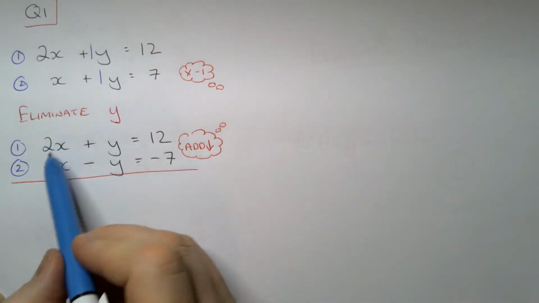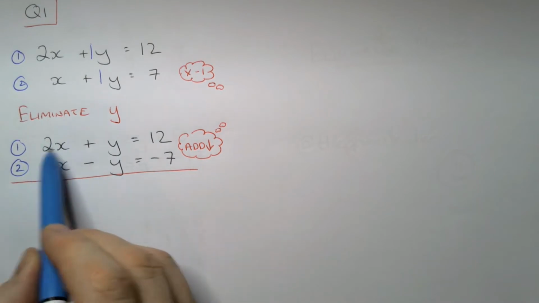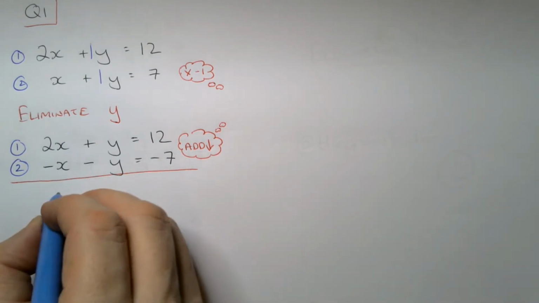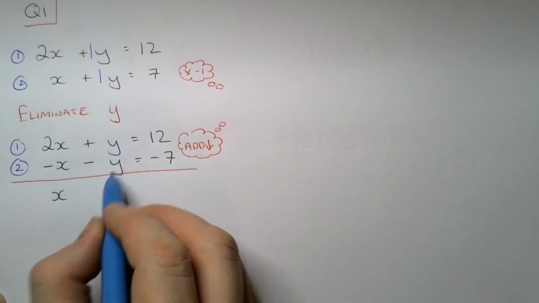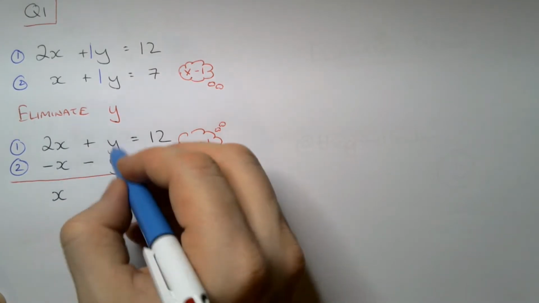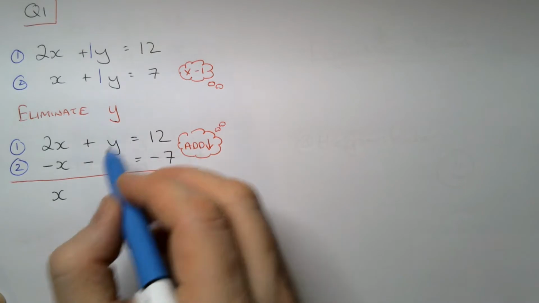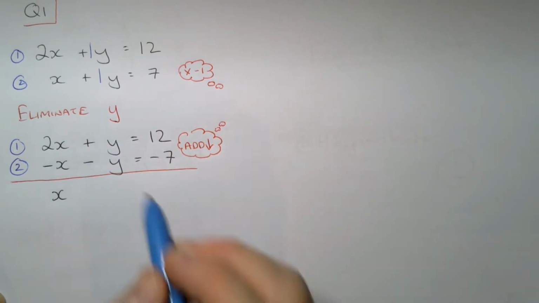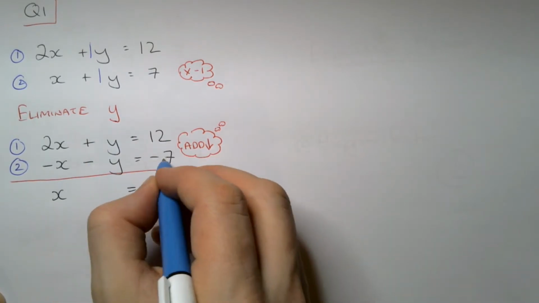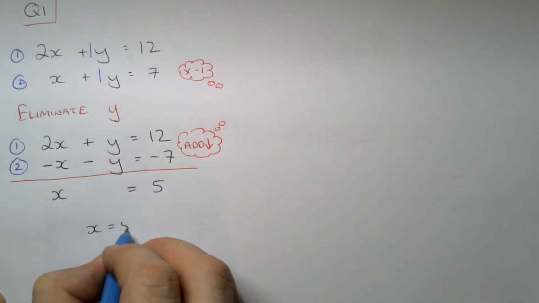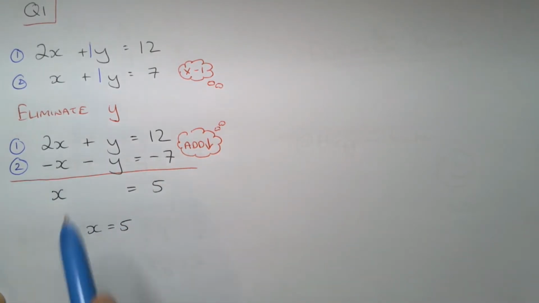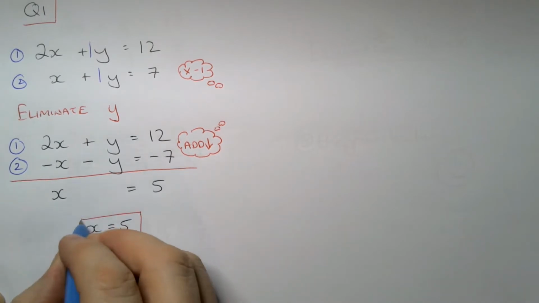So just watch your signs. 2x minus x. So 2 apples take away an apple, which just leaves you with 1x, or 1 apple. y plus y minus y, and they cancel. And this is what I mean by eliminate y. Because they have the same number but opposite signs, they cancel. 12 minus 7 is going to give me 5. So I get x equals 5. And hey presto, I'm about 70% of the way through this problem.